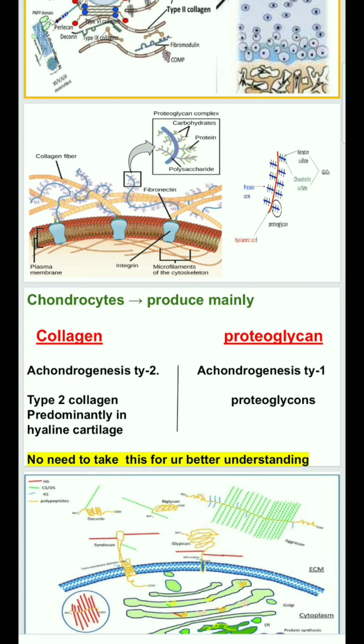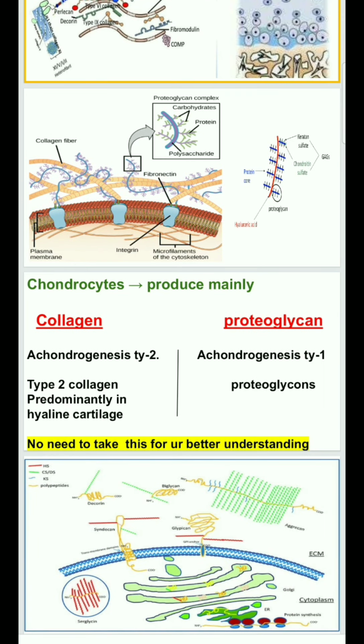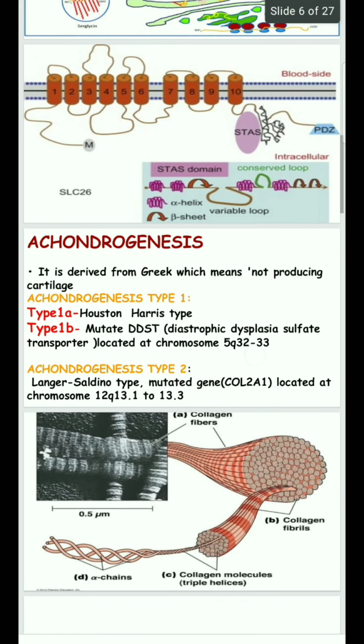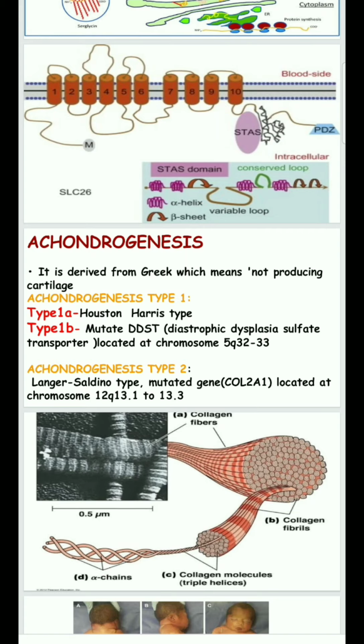If there is a defect in proteoglycan, that leads to achondrogenesis type 1. We go to the topic achondrogenesis. It is derived from a Greek word which means not producing cartilage.